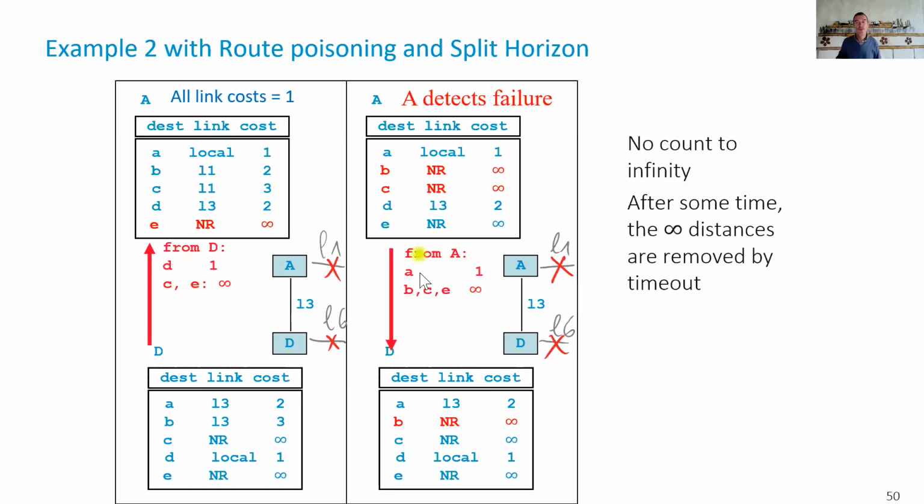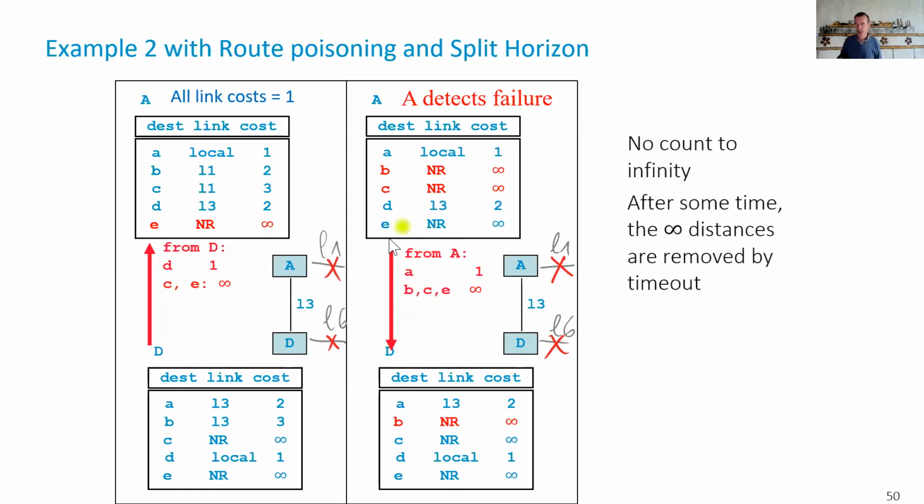So in just 2 messages that follow the detection of the failure locally by nodes A and D, the routing tables converge to the correct value. So we have avoided the count to infinity. The combination of route poisoning and split horizon avoids entirely the count to infinity in this case.